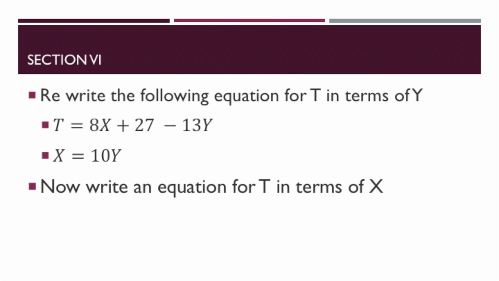Take the following two equations: t equals 8x plus 27 minus 13y, and then x equals 10y. Rewrite the first equation for t in terms of y, and then write an equation for t in terms of just x.